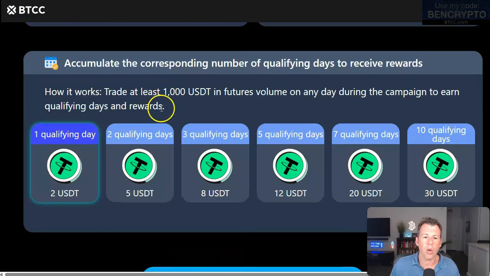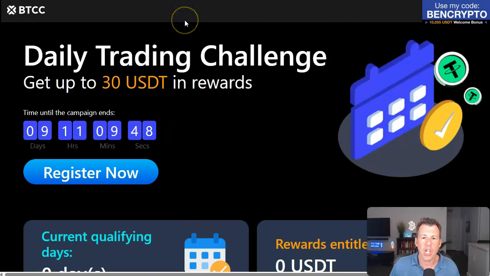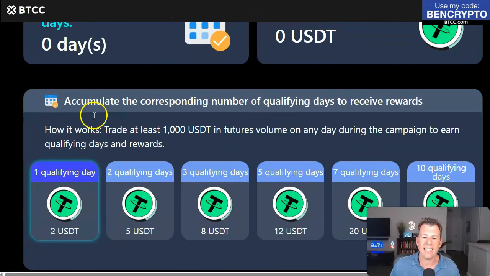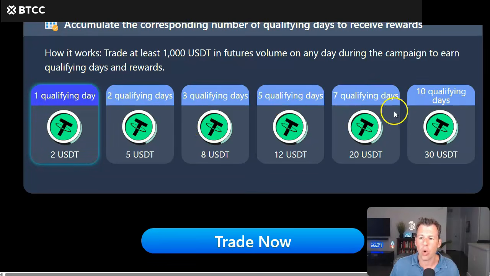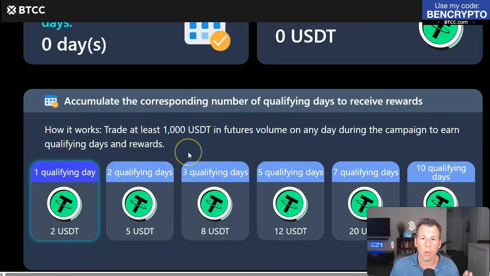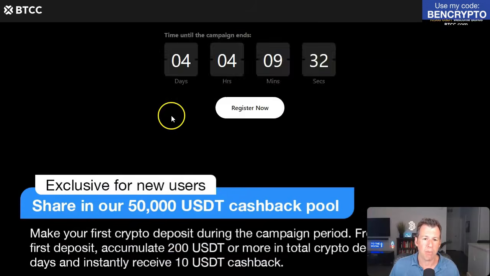So what do they have going on right now? Well, there's the daily trading challenge. This one has 9 or 10 days left. If you open up a $1,000 or more futures position during the campaign period and you hold it for the full 10 days, then you get $30 cash back. This is open to both new and experienced futures traders. It doesn't have to be your first futures trade you're making.